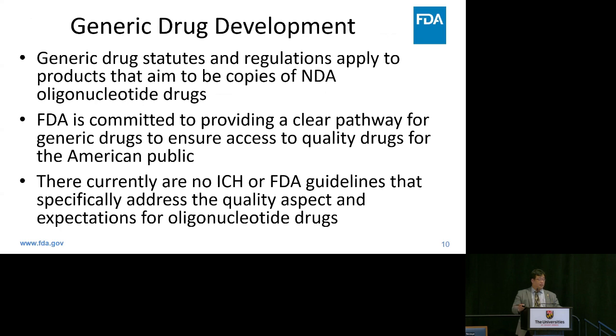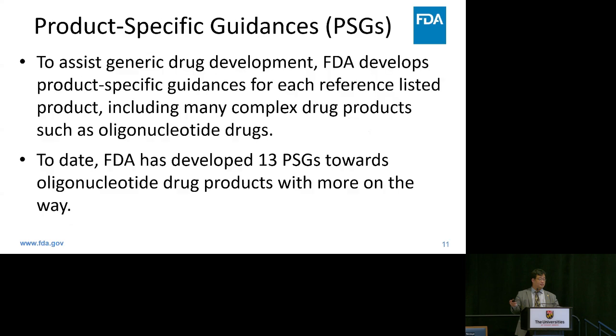So generic drug development, generic drug statutes and regulations apply to products that aim to be copies of NDA oligonucleotide drugs. We at FDA are committed to providing a clear pathway for generic drugs to ensure access to quality drugs for the American public. Some of the murkiness in our regulatory environment is just because we have some murkiness in the scientific conditions underlying what we're trying to do in the generic space. And so as we learn and we become clearer, we hope that the pathway becomes clearer. There are currently no ICH or FDA guidelines that specifically address the quality aspects and expectations for oligonucleotide drugs. So there is room to work on there.